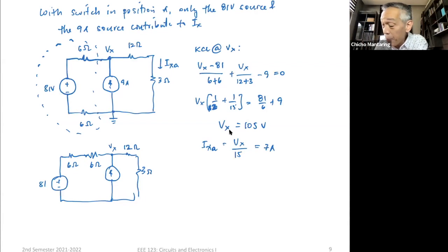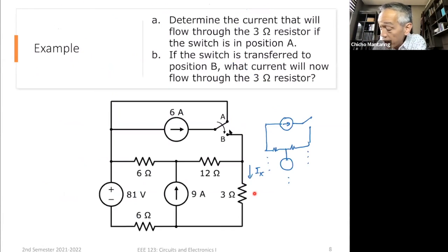So what is 7 amperes? 7 amperes is the current flowing through this 3 ohm source with these two sources acting together. Okay, pag sinwitch ko yung switch from A to B, alam ko na kung ano yung contribution dito sa current na to with these two acting together. So the only thing that I have to compute now is the contribution of this current with this source acting alone.